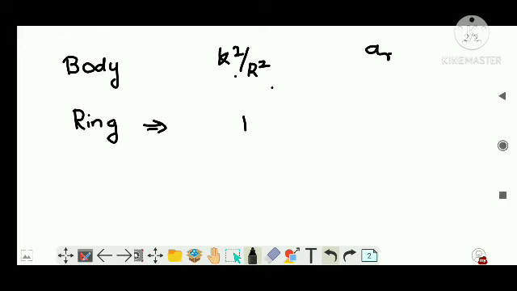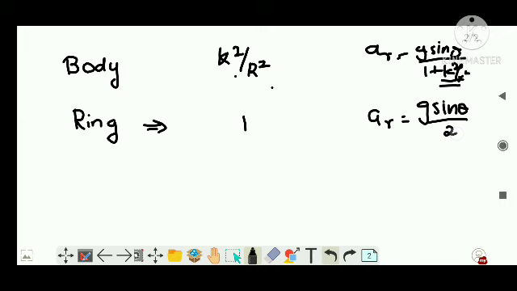Right? Put that value in the case of a, which is g sine theta divided by 1 plus k squared by r squared, right? So k squared by r squared is 1, 1 plus 1 is 2. So I can write a is equal to g sine theta by 2. This much clear?